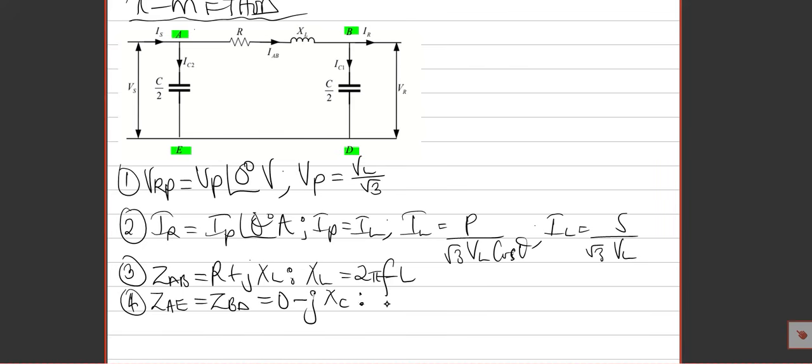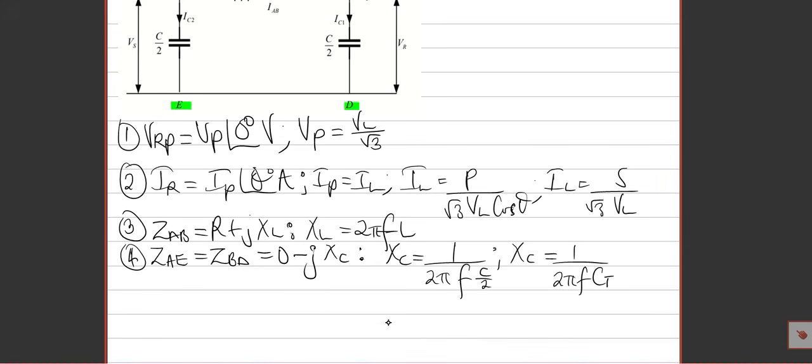For your XC, you're saying 1 over 2 pi F C divided by 2, as you see it here. Alternatively, you can just divide that capacitor by 2 and present it as C total. So whichever way, whether you substitute like this or like that, follow your heart.